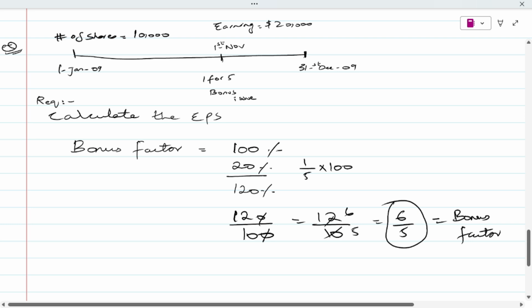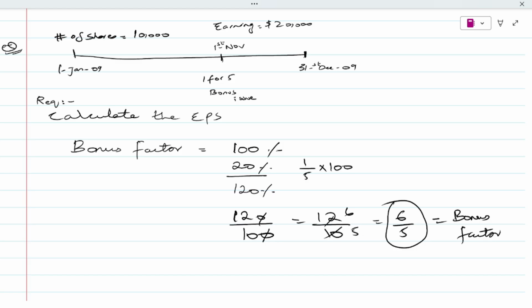Whenever we are solving a bonus issue question, you need to learn how to calculate the bonus factor, and trust me, it's not that difficult. Let me repeat it again, and then you just have to learn this method, because there's no way around it. It's very simple. First thing to remember is that we will always take 100%, because whatever shares we have in issue before the bonus issue would be 100%.